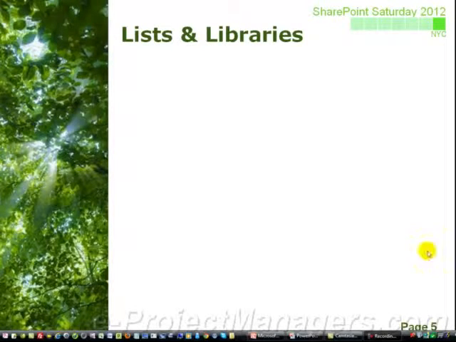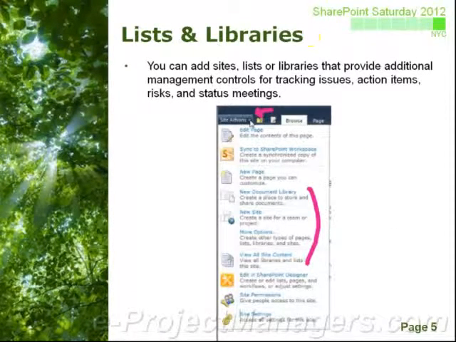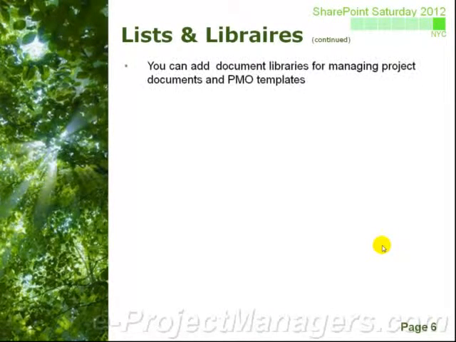Lists and libraries. You can add lists, you can add sites, libraries, and other management controls for tracking issues and action items by simply going to the menu option, Site Actions, which you'll see in the SharePoint environment in the top left-hand corner. And depending on the administrative control that you've been given, you'll see options to be able to create a new page, create a new document library, create a new site, and you simply select these in order to add additional lists and libraries within your project management portal. So you can add document libraries for managing your project documents, for storing PMO templates.